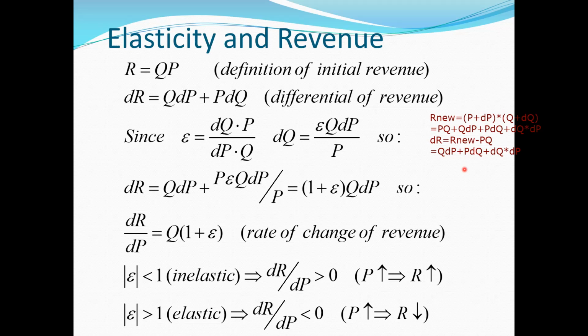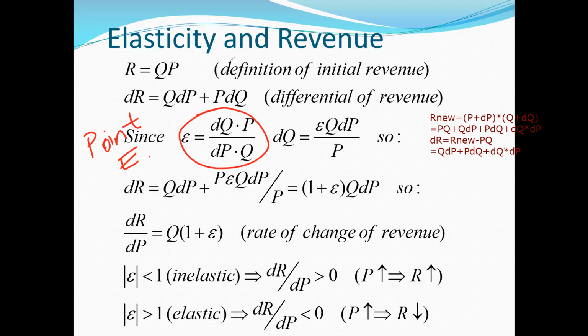And then dQ over dP times P over Q. Remember, this is the expression that we talked about, the elasticity value. This is the definition of point elasticity that I showed you earlier. So based on that, if you rearrange some of the terms, dQ will be equal to epsilon Q dP divided by P. And then you could start to rearrange these things: QdP plus P epsilon Q dP over P.